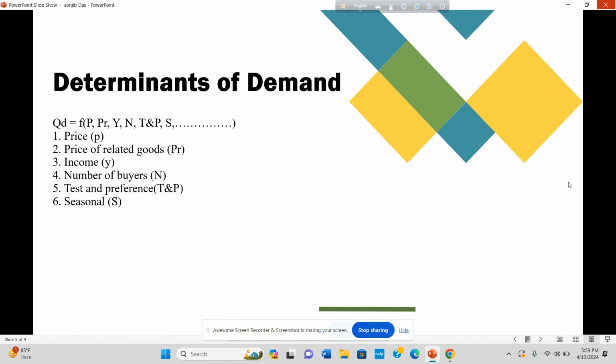And the third one is income. Changes in consumers' income levels can significantly impact demand for normal goods. As income increases, demand typically increases. For inferior goods, as income increases, demand may decrease.